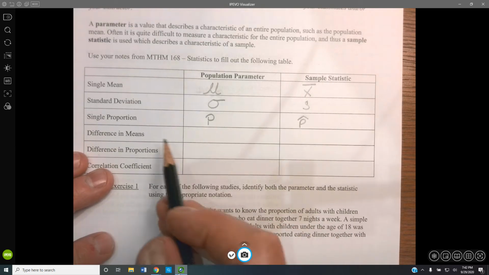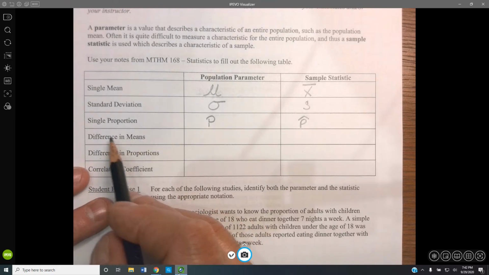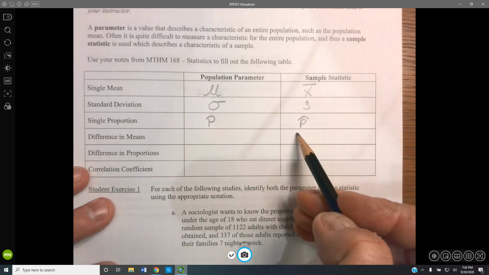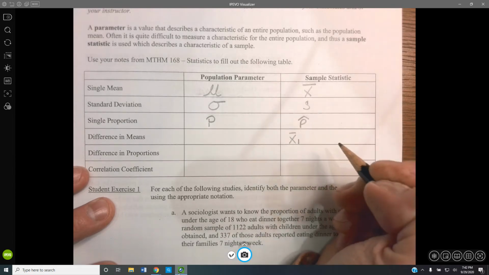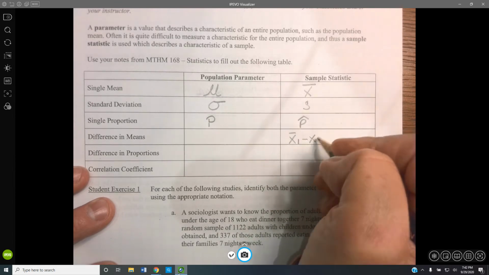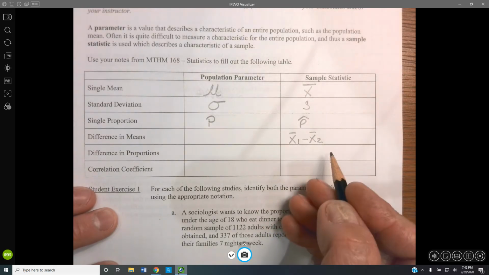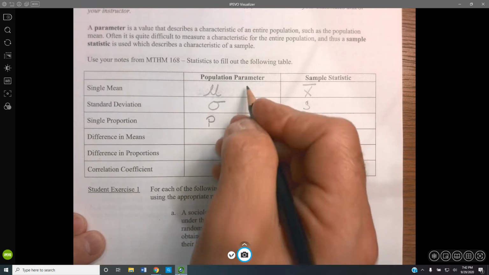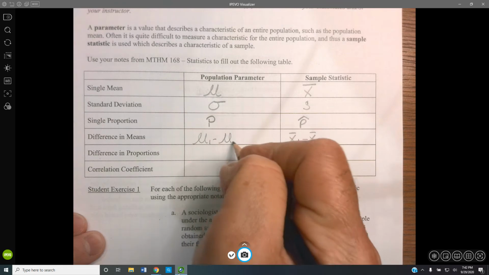When we're talking about two data sets which contain means, and we're comparing them, we're going to use what was referred to as the difference in means. A sample statistic uses a difference in means, so the X bar of the first set, sub 1, minus the X bar of the second set, sub 2. It's not always 1 and 2. It can have letters or words associated with it. In a population, that would be the mu of the first minus the mu of the second.